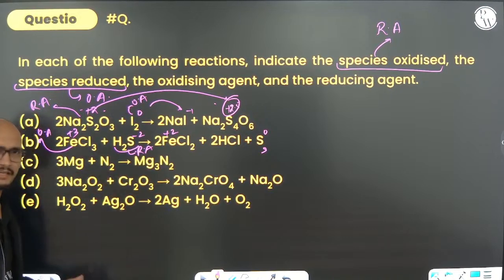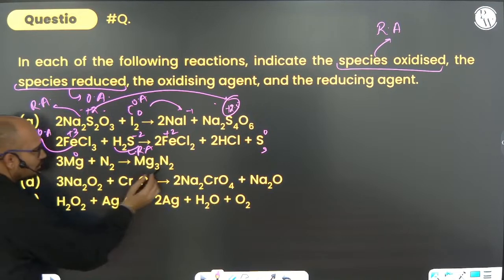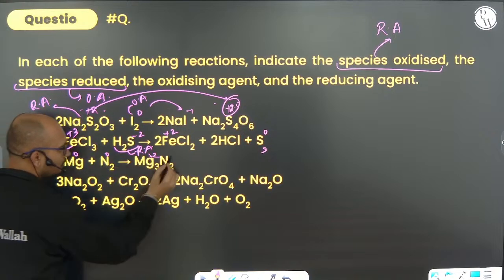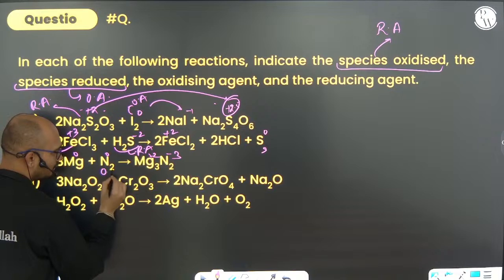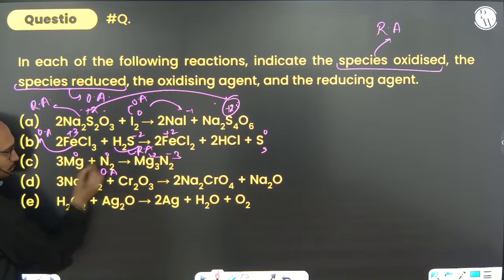So I hope here you can see I'm doing it faster. Nitrogen goes from 0 to -3, so therefore nitrogen is getting reduced. So this is the oxidizing agent. While magnesium goes from 0 to +2, so therefore it is the reducing agent.